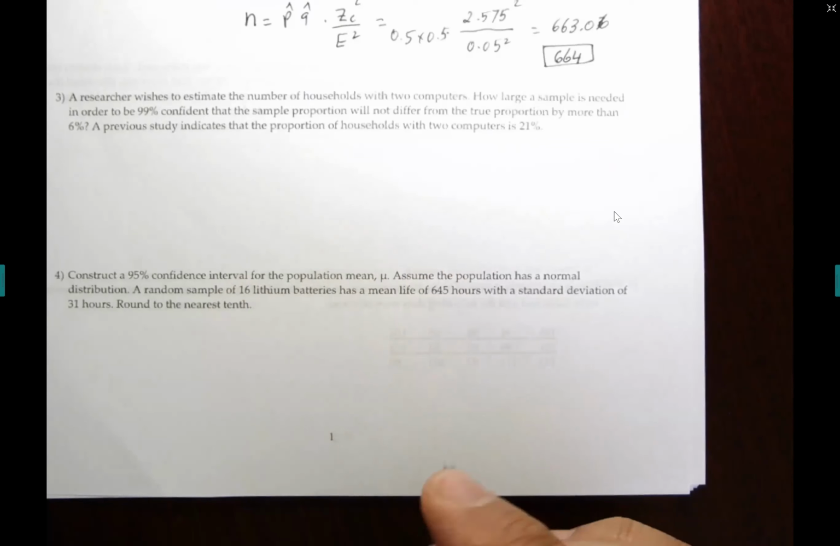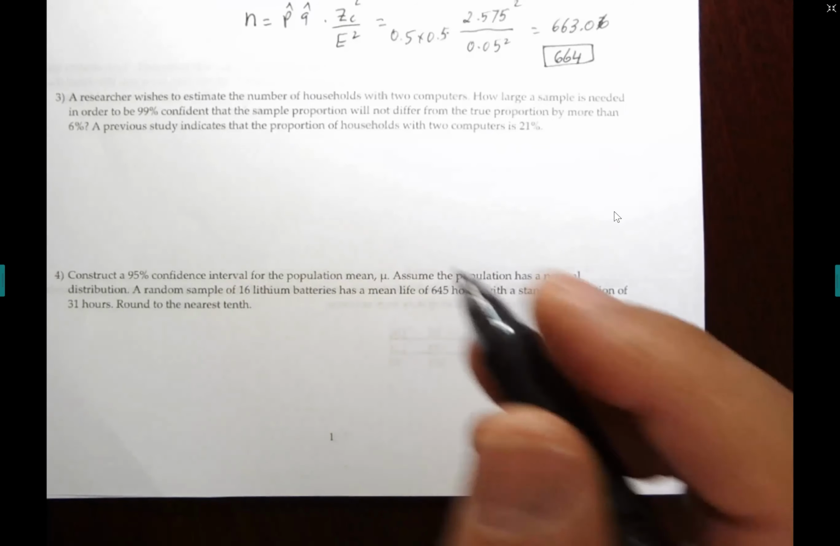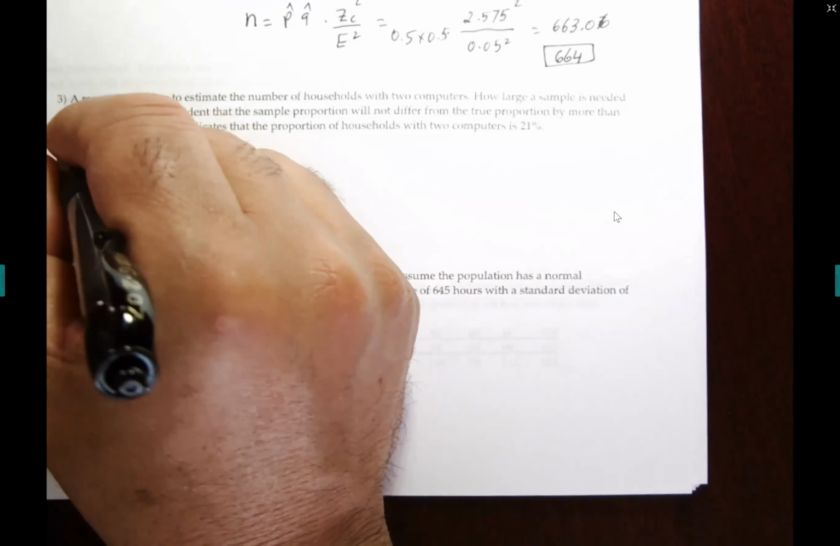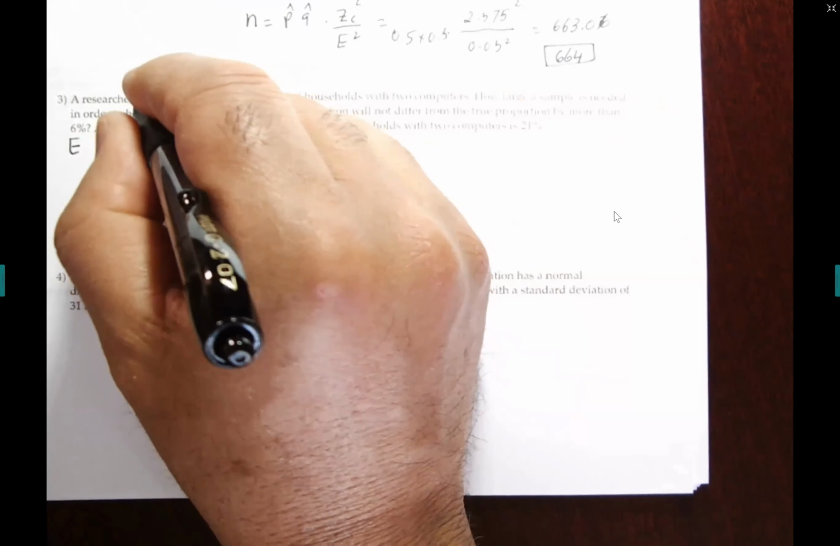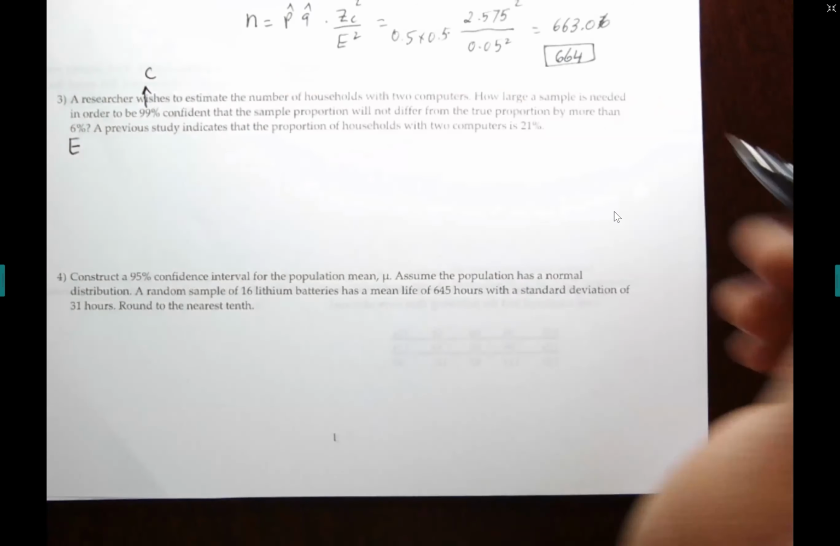A researcher wishes to estimate the number of households with 2 computers. How large a sample is needed in order to be 99% confident that the sample proportion will not differ from the true proportion by more than 6%? So this is E. And the critical value for the confidence level, again, is 2.575, guys. It's going to be the same number.